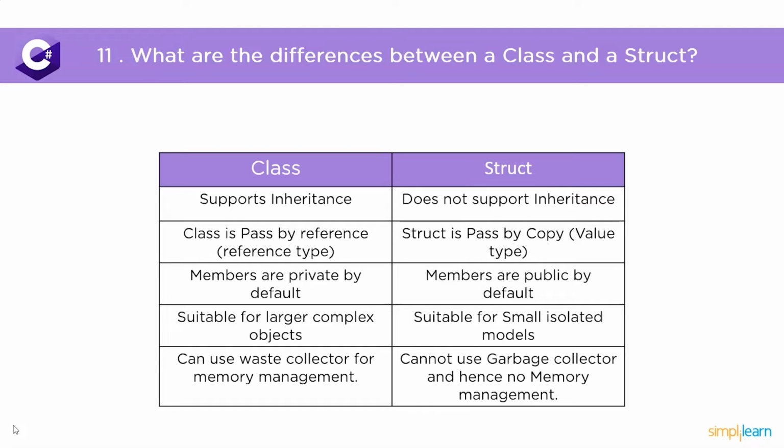The fourth difference is class is appropriate for large complex operations and objects, though struct is appropriate for small isolated models. The last difference between the both is we can use a garbage collector to manage memory in class, whereas a struct cannot use garbage collector and thus cannot manage memory.